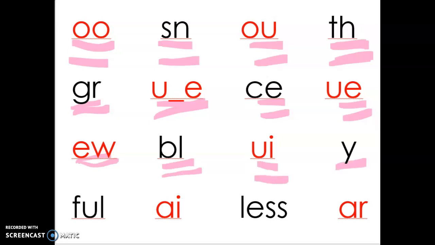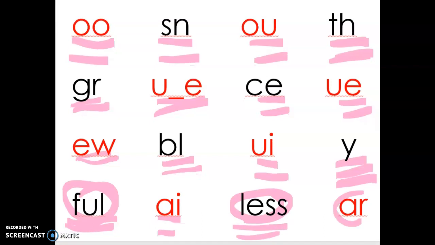Y can say y or I or e. FUL is our suffix that says full, full. AI says a. LES is our suffix that means not or without. Less, less. AR says R.